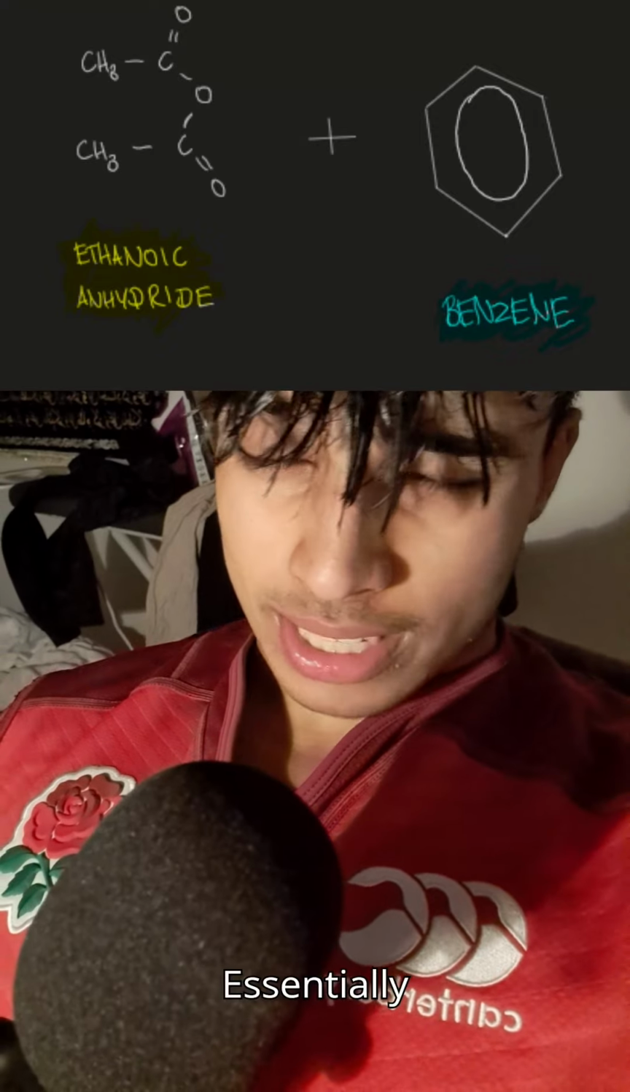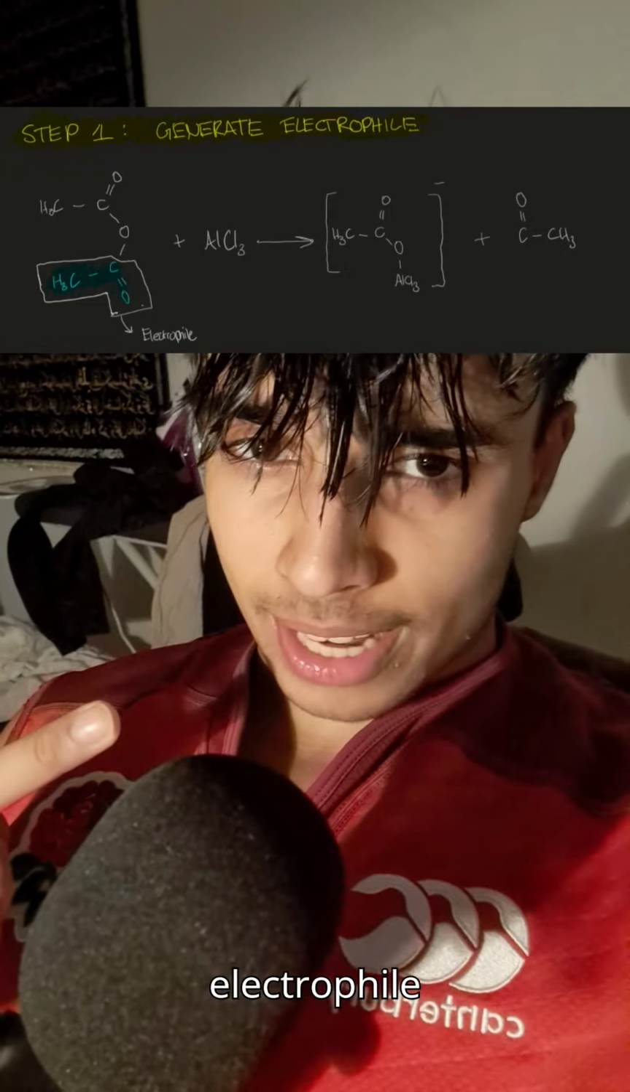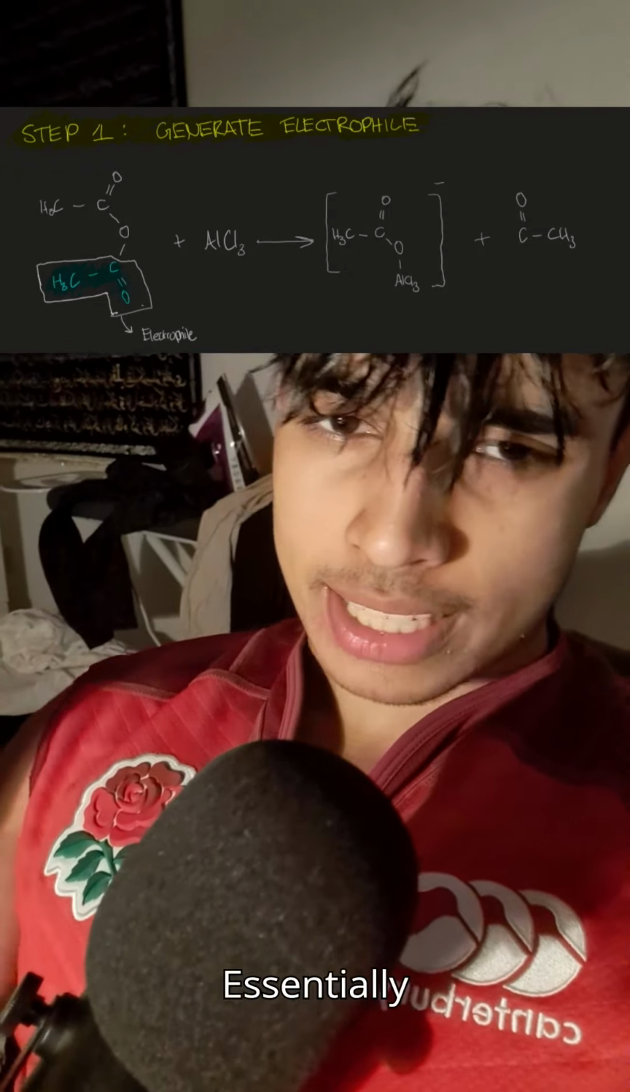Essentially, the mechanism is exactly the same. It's congruent. However, reforming the catalyst and forming the electrophile is fundamentally different. So I've circled what you need out of the ethanoic anhydride and what you don't need. Essentially, you can think of it like this.